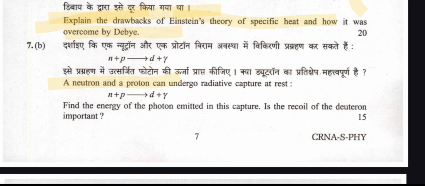And question number 7b is, a neutron and proton undergo radioactive capture at rest. So this is n plus p going to d plus gamma. Find the energy of the photon emitted in the capture. Ignore the recoil of the deuteron.